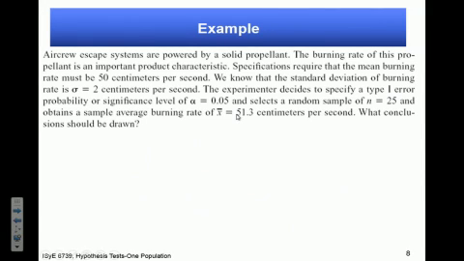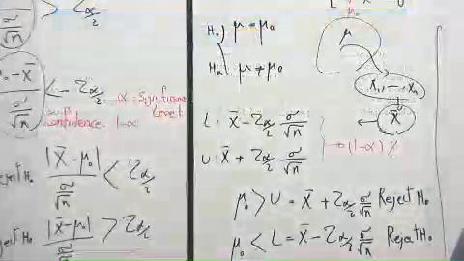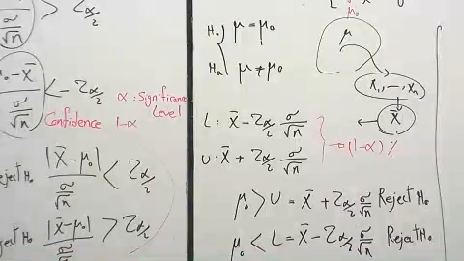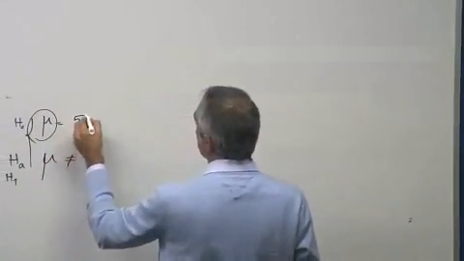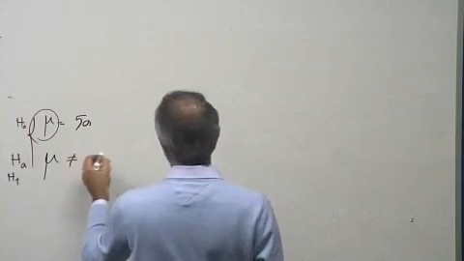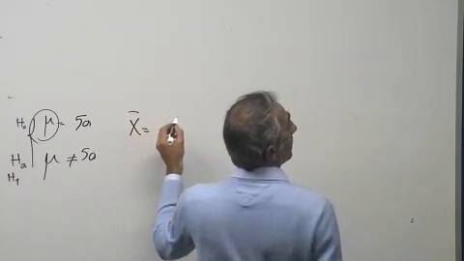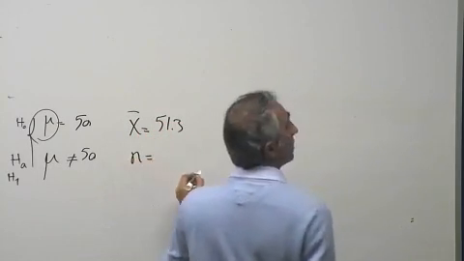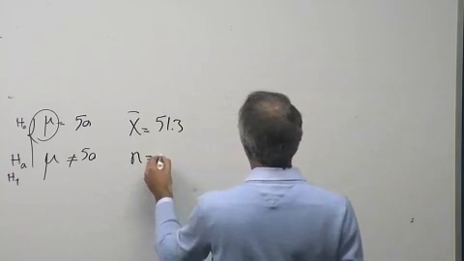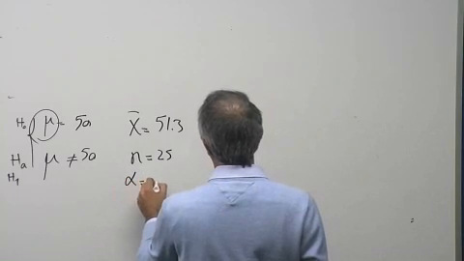Based on the problem statement, it's two-sided. We just want to see if it is equal to 50 or not. So is it 50? Yes, centimeters. The second one says it's not 50. Our x bar is 51.3, n is 25, and alpha is 0.05.